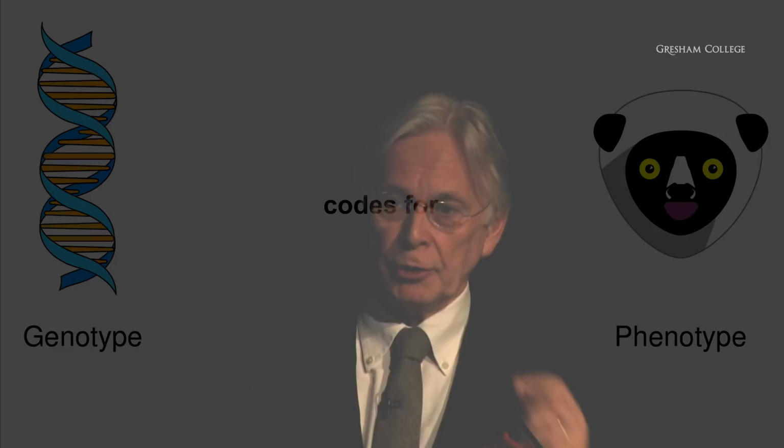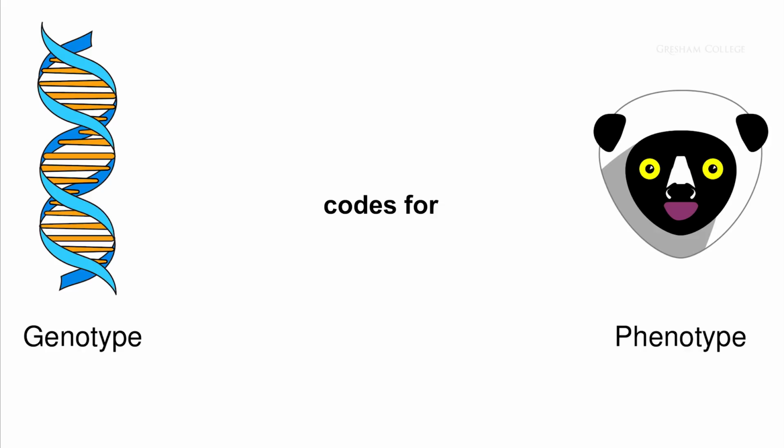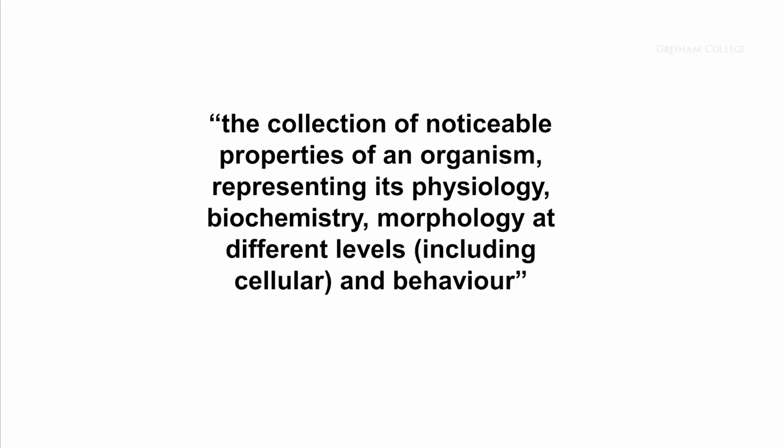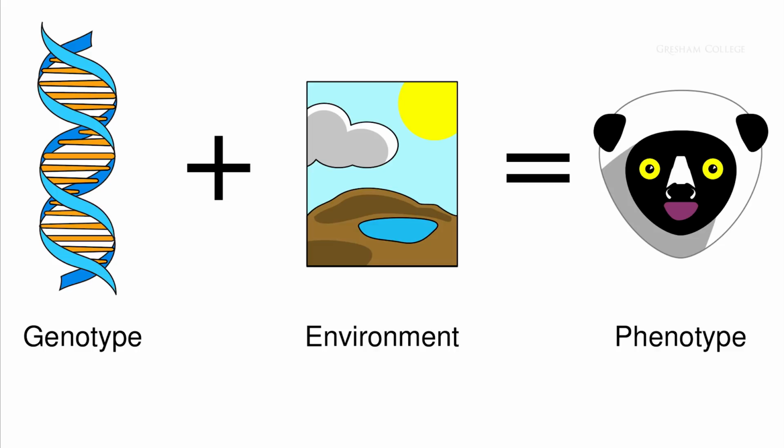The way your genes structure what's going to happen to you is called the genotype. That's your genetic makeup. And that codes for the phenotype. And the phenotype is everything about you which isn't your genes. It's the way you look, your functions, and how you behave. That's the phenotype. And we're beginning to understand that the genotype is influenced by the environment to modify the phenotype.